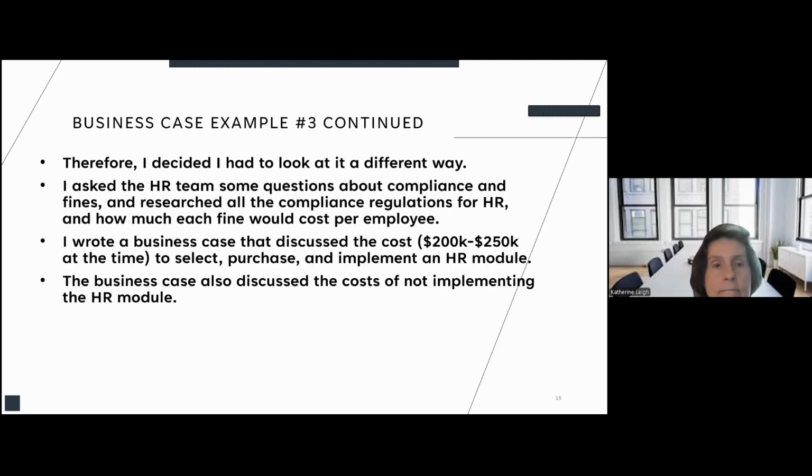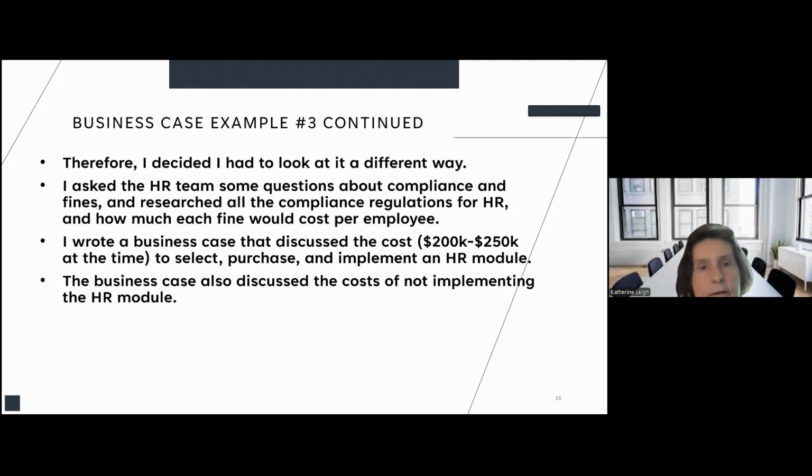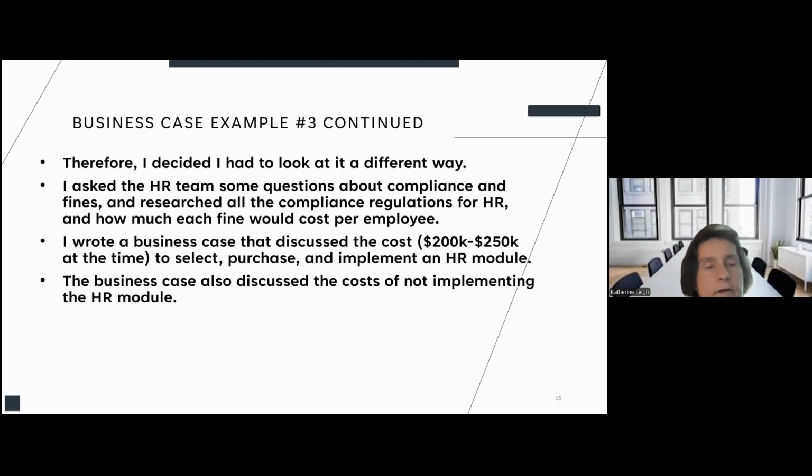And the HR team had been giving me things like, if we could just put in an HR system, we would save $60,000 a year because we wouldn't have to hire a new person to do certain tasks, or $70,000 a year. And that really wasn't going to cut it, right? Because putting in the HR system was going to cost 200 to 250,000 at the time. So anyway, I decided I had to look at it a different way.